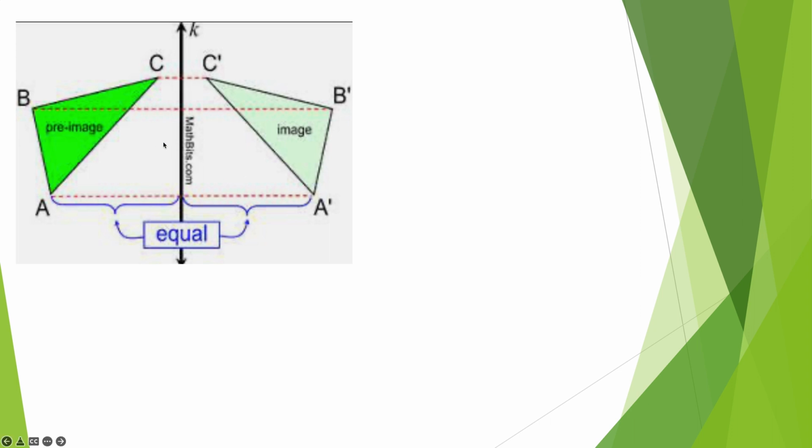Notice the distance from B to K is the same as B prime to K, and C to K is the same as C prime to K. That's the key to understanding and doing a reflection, okay? The pre-image is the shape you begin with. The image is the shape that results. Here are two more to look at.